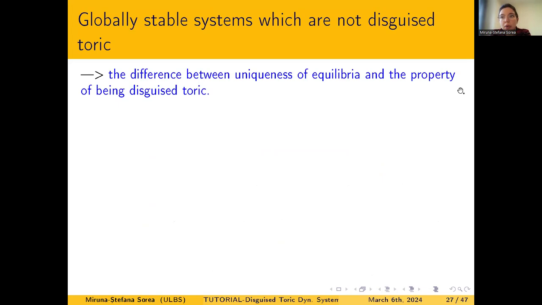Now, remember there was a question in the beginning of my talk. Since we extended the toric locus to the disguised toric locus, the question is whether any system that has a unique equilibrium point is also a disguised toric system. And in the next slides of the talk, we will focus on answering this question. Actually, we will look at the difference between uniqueness of equilibria and being disguised toric.